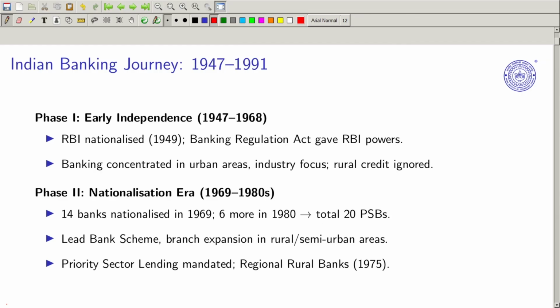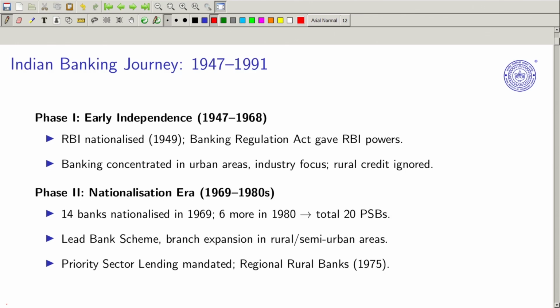The second thing is that most of these banks were owned by business houses, so their primary interest was to support their business as compared to the social goal. So we started with nationalization. The first thing was that we nationalized the RBI in 1949, and we made an act, the RBI Act, which later became the Banking Regulation Act.